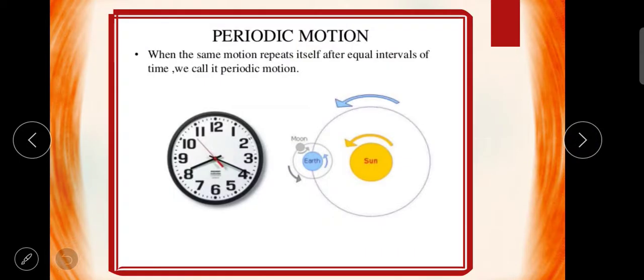So here we have learned different types of motion. One more example is periodic. Children, as the word indicates, periodic. When the same motion repeats itself after equal intervals of time, we call it periodic motion. How does this happen? When the same motion repeats after an equal interval of time, suppose the earth is moving in a rotation, doing rotation around the sun.